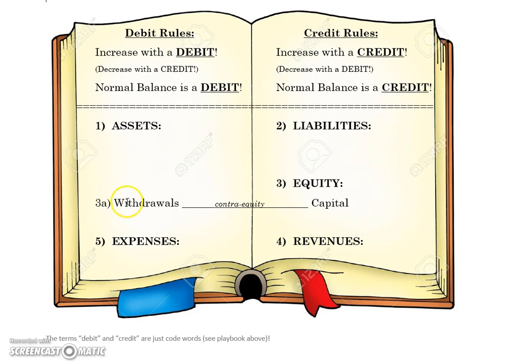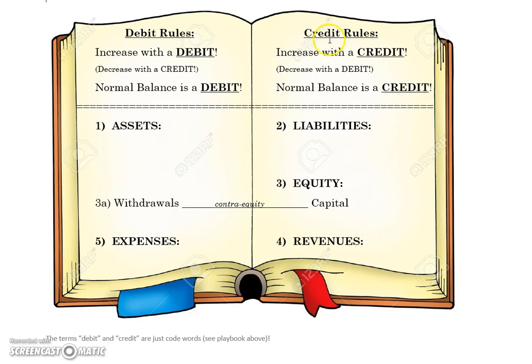So, assets and expenses are debit accounts. They increase with a debit, they decrease with a credit, and their normal balance is a debit. At the end of an accounting period, all debit accounts have to have debit balances. This will be described in a later video.